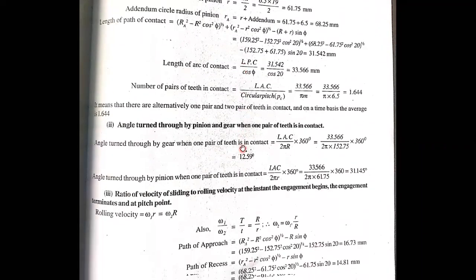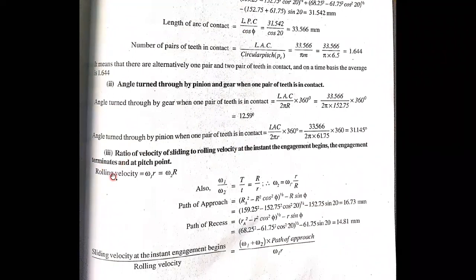Oh yeah, speed is not given here. So here they consider rolling velocity equal to omega 1 into r or omega 2 into r. They're not given the speed here, therefore you can't calculate omega 1 or omega 2. Therefore omega 1 by omega 2 is equal to capital D by small t.